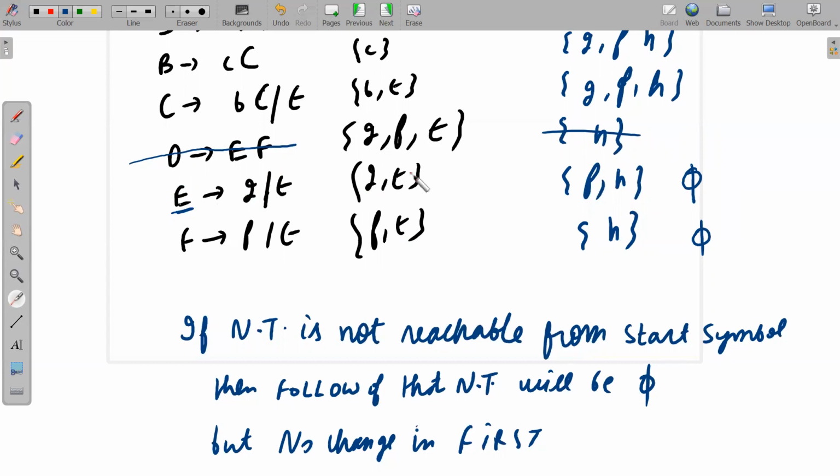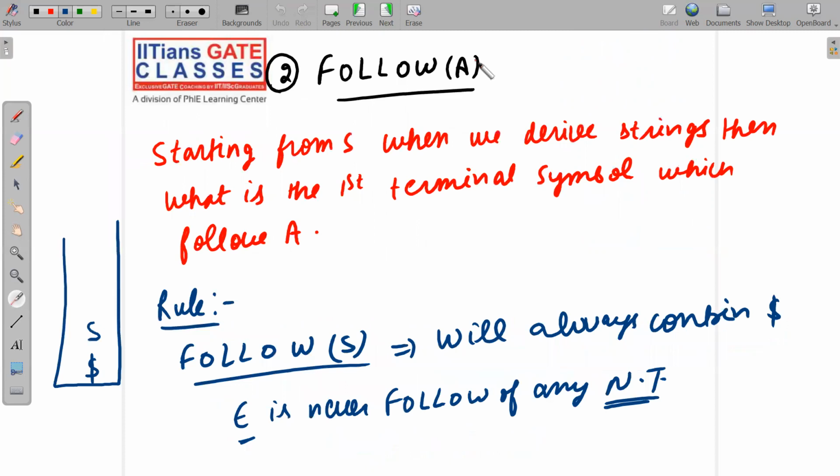But in case of follow, follow will become empty because the definition of follow itself is saying starting from S. But in case of first, we are not saying starting from S. We are saying starting from that non-terminal, whenever we are deriving strings, what is the first terminal symbol. So there will be no change in case of first, but follow definitely will change. Please note it down carefully, and I will jump to the next slide now.